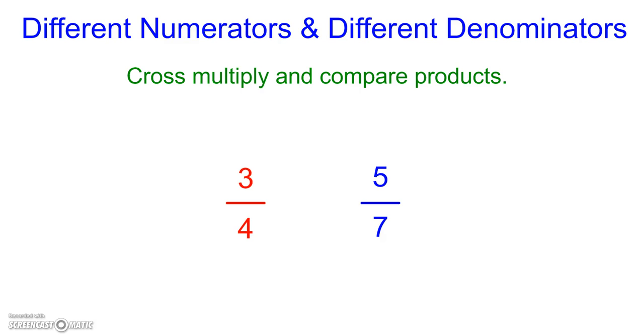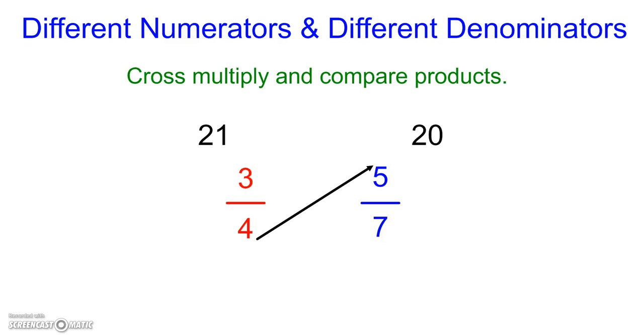This technique is a little bit different. I'm going to use my cross multiplication to help me. And so if I go from the 7 up to the 3, I'm going up on an angle. 7 times 3 is 21. And now I'll do the same thing starting at my 4 in my denominator. 4 times 5 is 20.